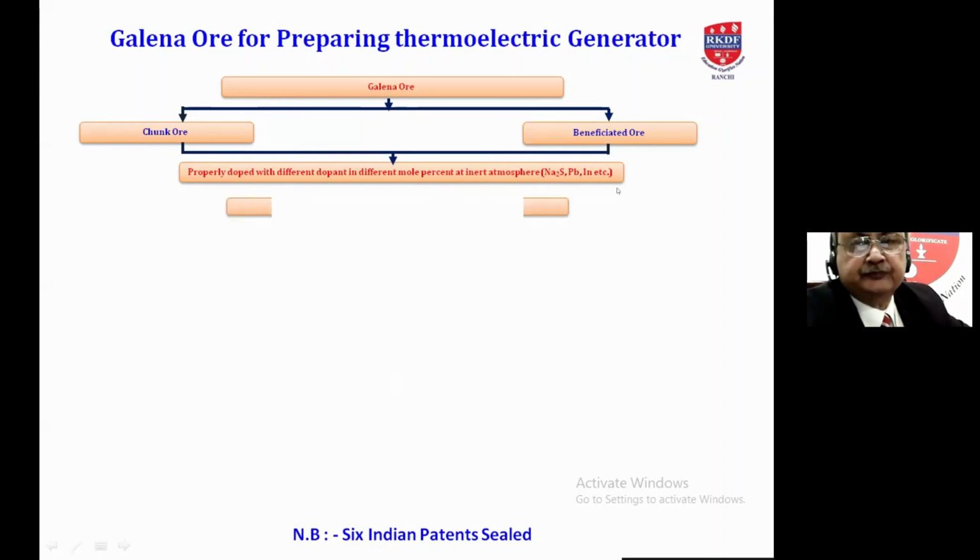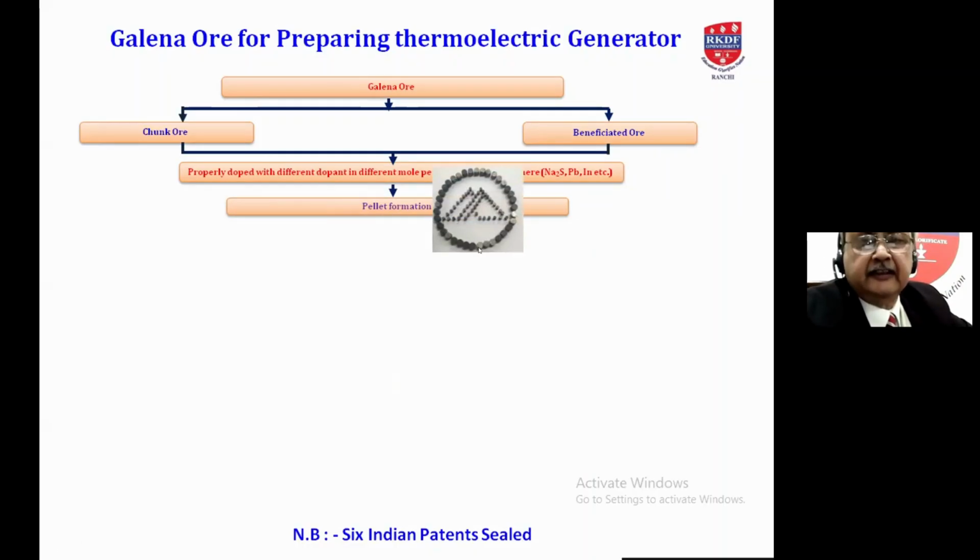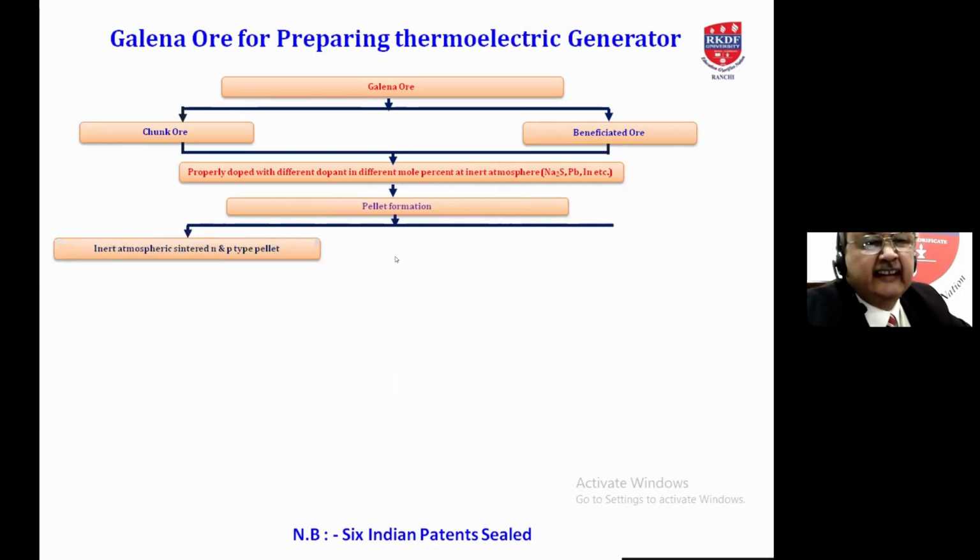galena ore. And we have made the pellet formation. This type of pellet we have made, and then we have heated the pellet in inert atmosphere. We have sintered N and P type pellets in inert atmosphere, and we have vacuum hot pressed the N and P type pellets.